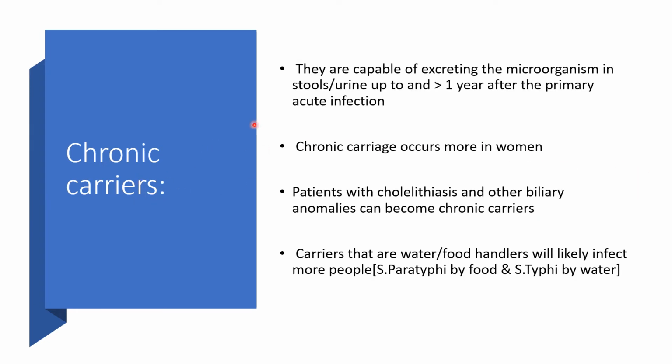Still on chronic carriers, they are capable of excreting the microorganism in stools and in urine for up to and even greater than 1 year after the primary acute infection. Chronic carriage occurs more in women. Patients with cholelithiasis and other biliary anomalies can become chronic carriers. Carriers that are water or food handlers will likely infect more people. S. paratyphoid will be passed by food, while S. typhoid will be passed by water.